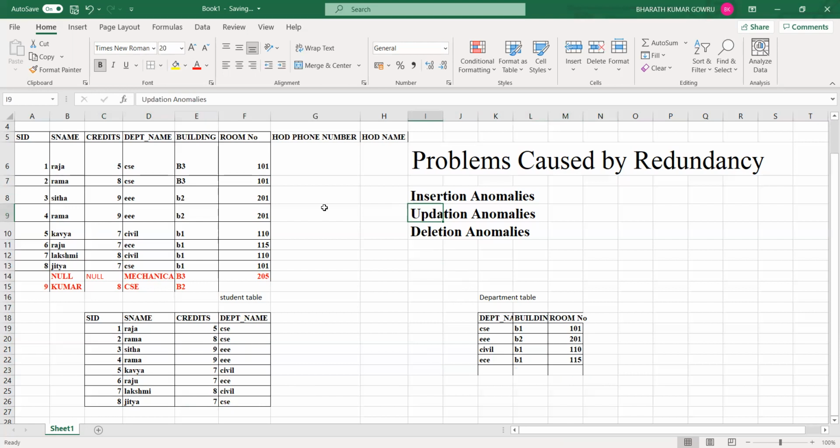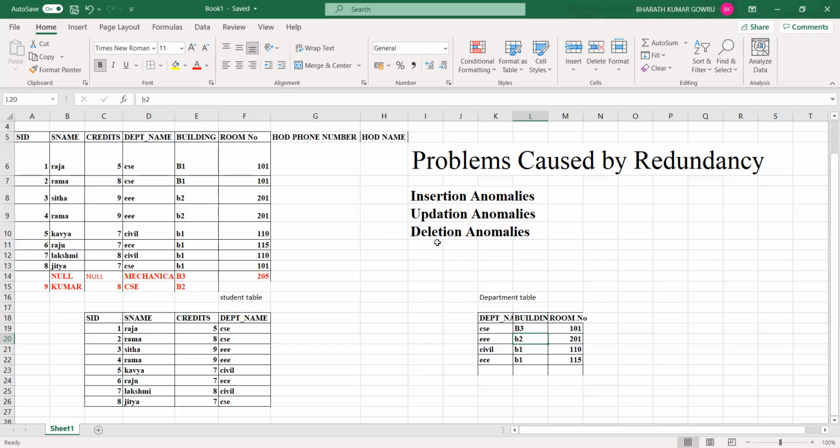Now the updation anomalies. Suppose the buildings are changed. Actually CSC is in B1, but due to some problems the building is shifted to B3. Now simply mention B3. This is a very good manner: we simply replace only one value, and with the help of that one value all the information is automatically changed. That's why we rectify the updation anomalies also.